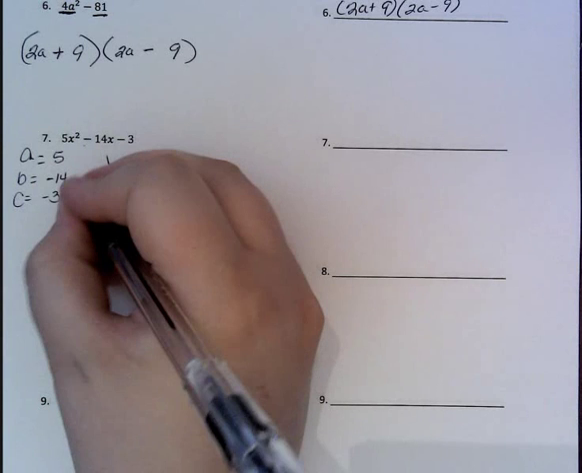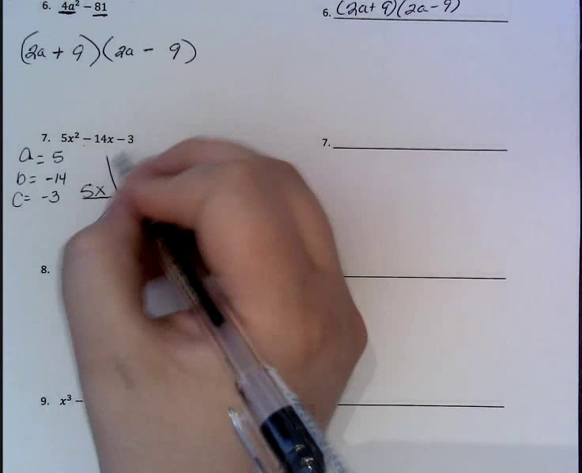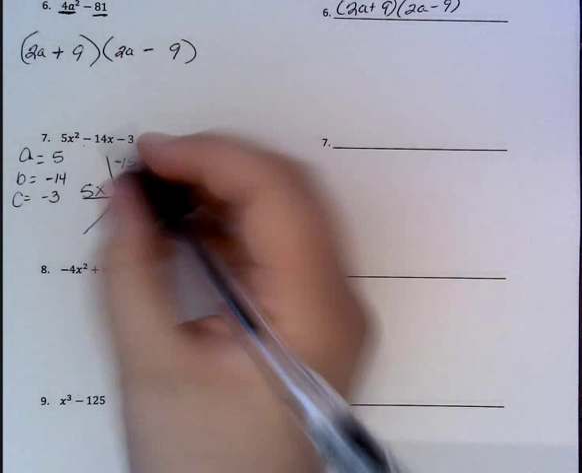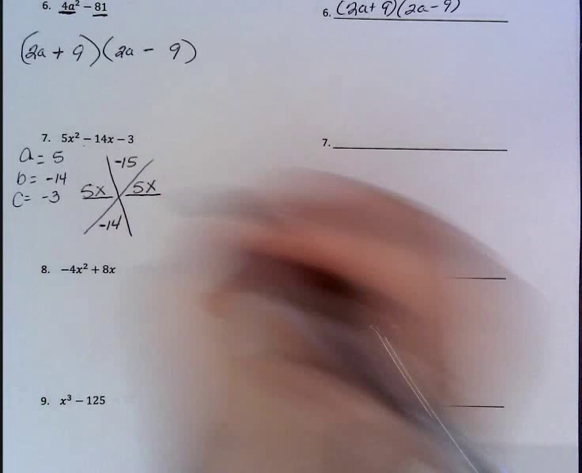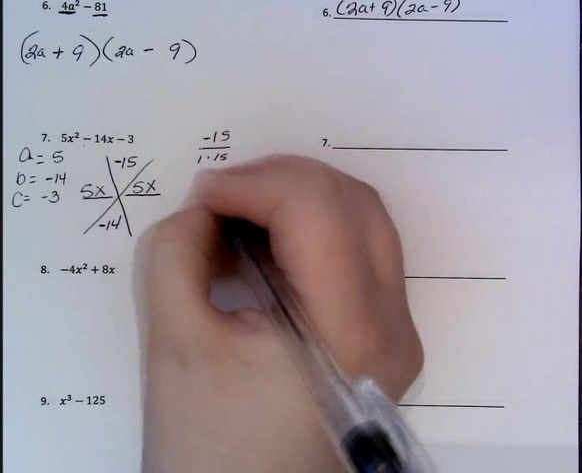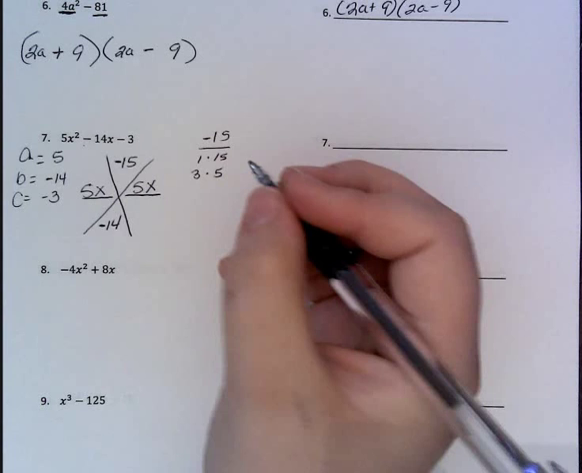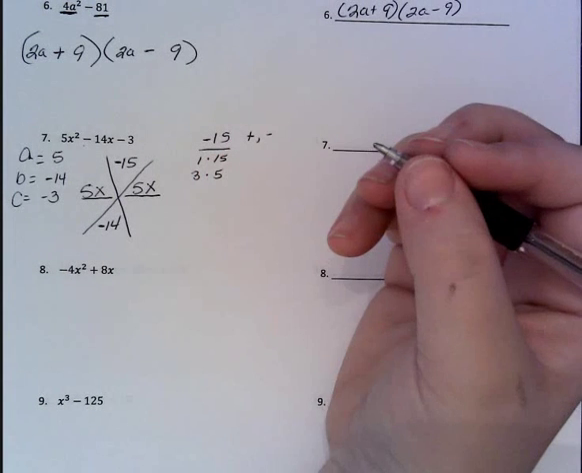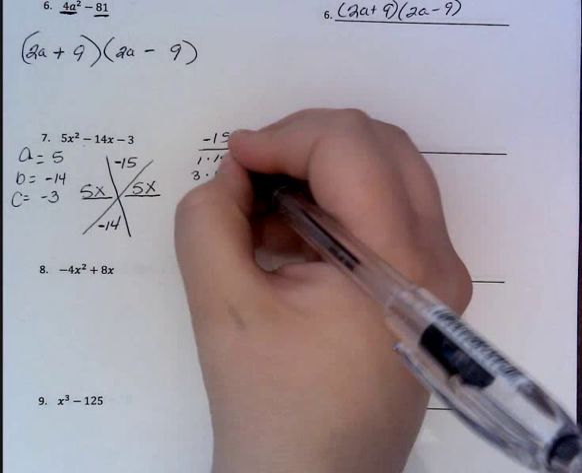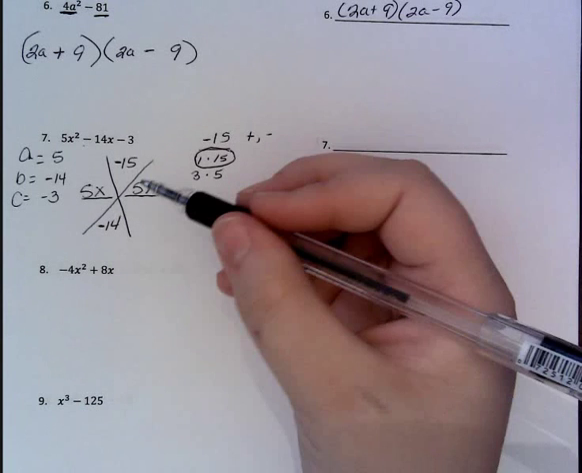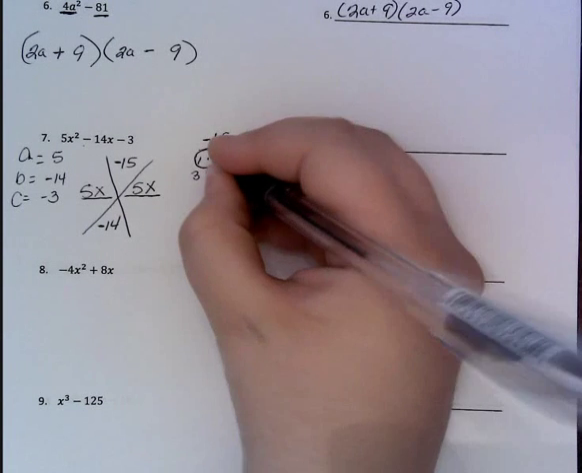I get a 5x on top. A times C goes up here. So 5 times -3 is -15. And then your B goes down here and it's a -14. So I need to find out what multiplies to give me -15 and adds to give me a -14. I know I need one positive number and one negative number. I'm going to use 1 and 15. And remember, your biggest number takes the sign of your B. So since your B is negative, your biggest number is going to be negative.